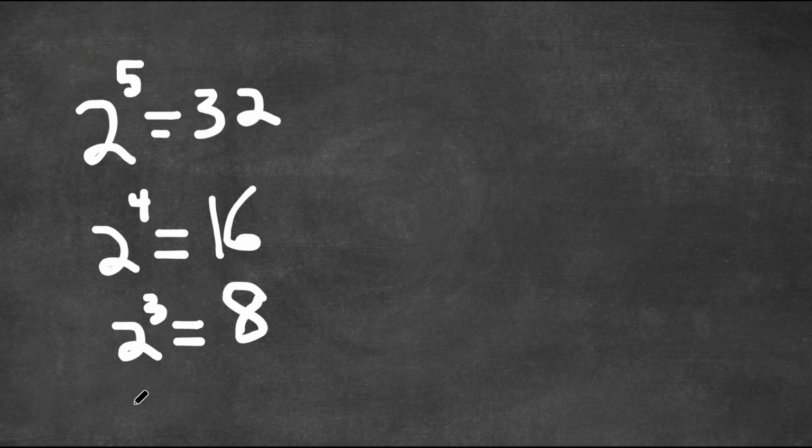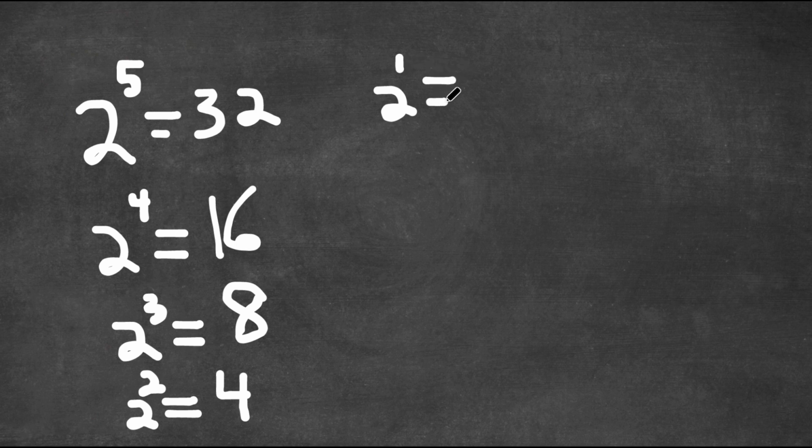And let's go one lower again. What is 2 to the power of 2? This is 2 times 2, which is 4. And finally, we have 2 to the power of 1. And this is 2.